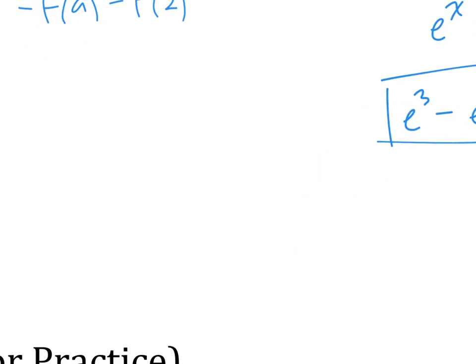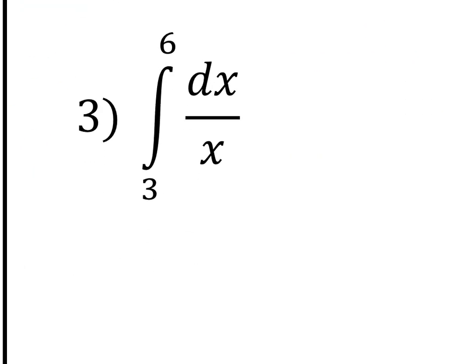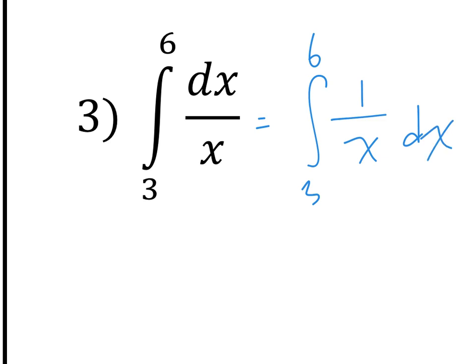All right, let's try another one, and then I'm going to show you how to do that on my calculator. Integral from 3 to 6 of dx over x. dx over x looks kind of strange, so we're going to put that dx on the side. What is the integral of 1 over x? It's a special integral, so you have to memorize it. Yes, very good, natural log. So this is natural log x evaluated from 3 to 6.